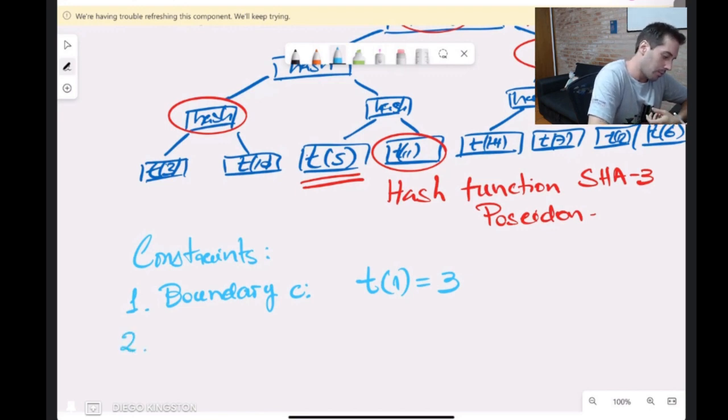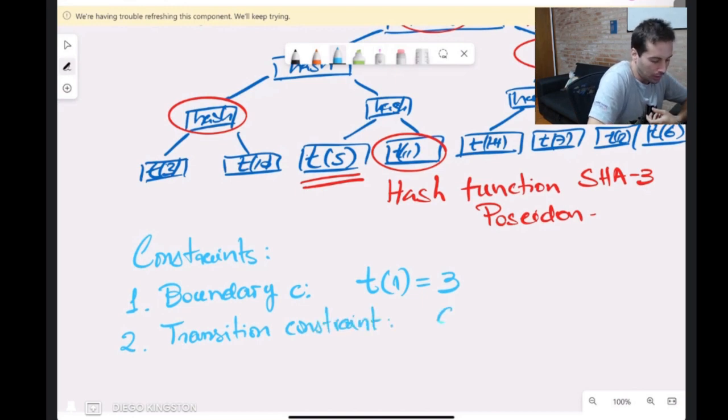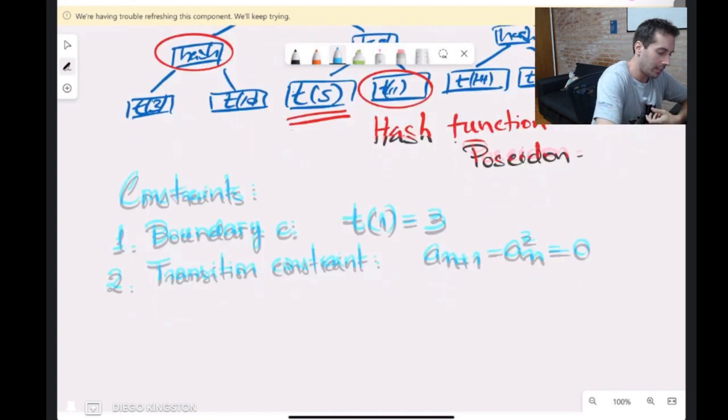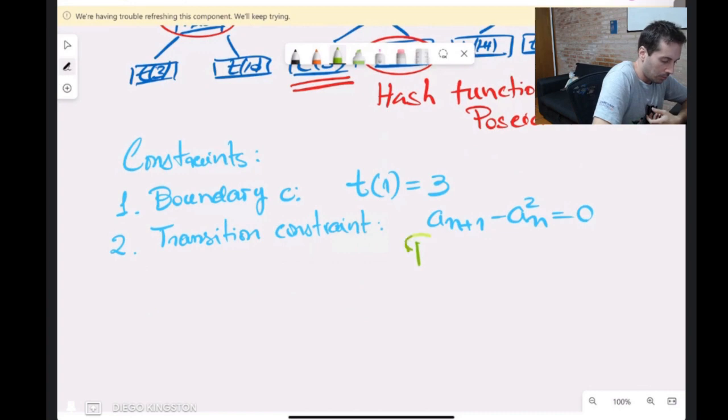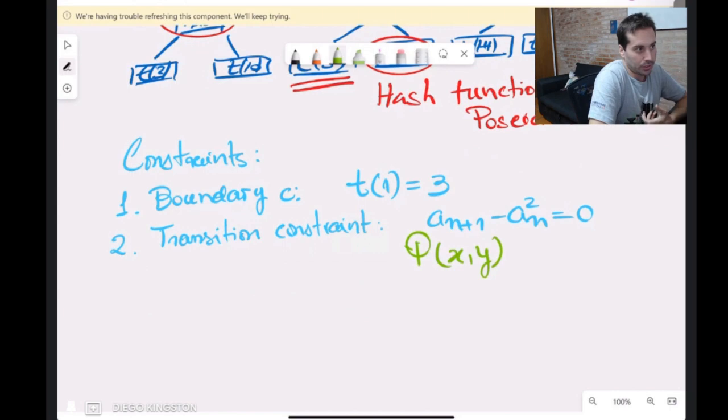And the other type of constraint is what we call a transition constraint. And so we knew that our sequence is given by the following relation. So we can translate this to a multivariate polynomial p of x, y, and that polynomial will evaluate to 0 whenever the constraint is valid.